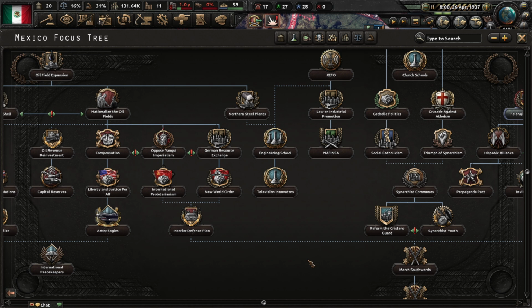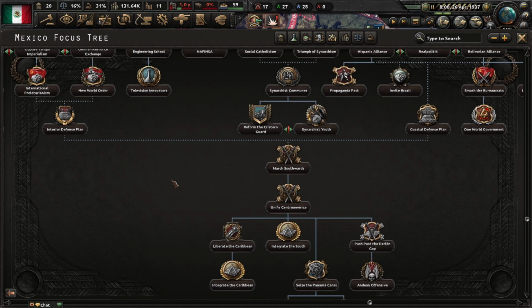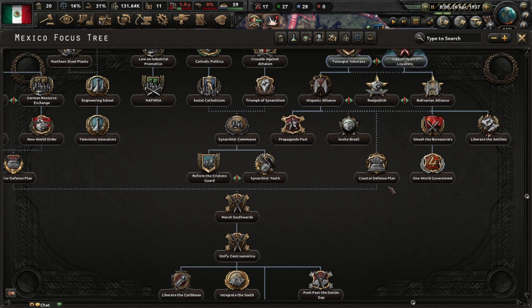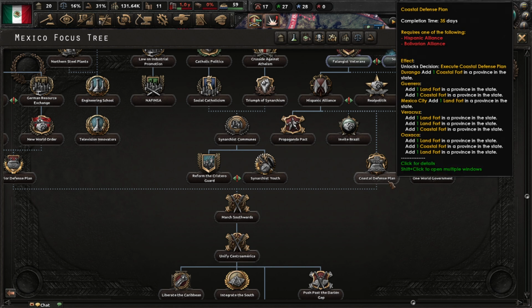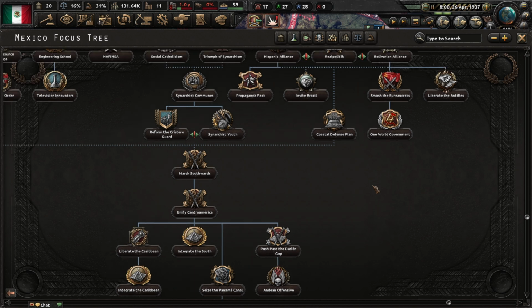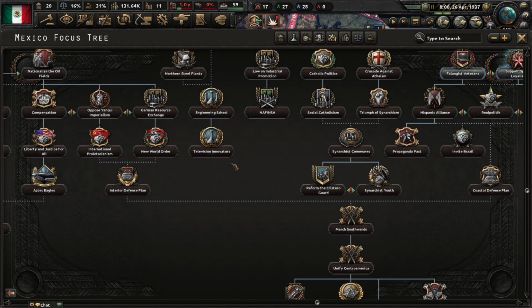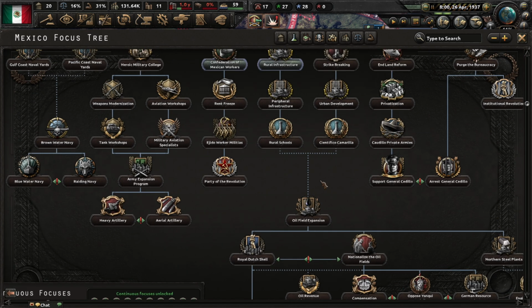And if the United States was not controlled by an ideologically friendly nation, remember I'm going communist as well, then you might take interior defense plan to fortify your border in case you come under attack from the north. You don't need to worry about interior defense plan. You probably do want coastal defense plan because that will protect you against naval invasions, say from the Nazis, and then march southwards. But you don't need the interior defense plan at all.